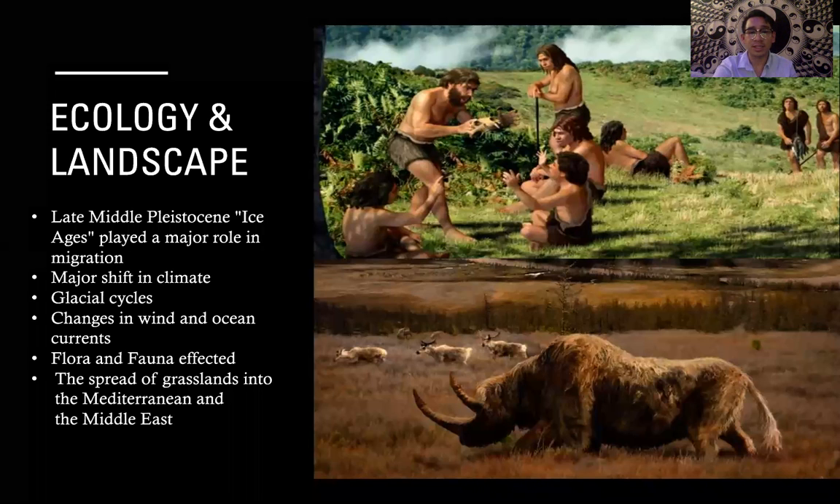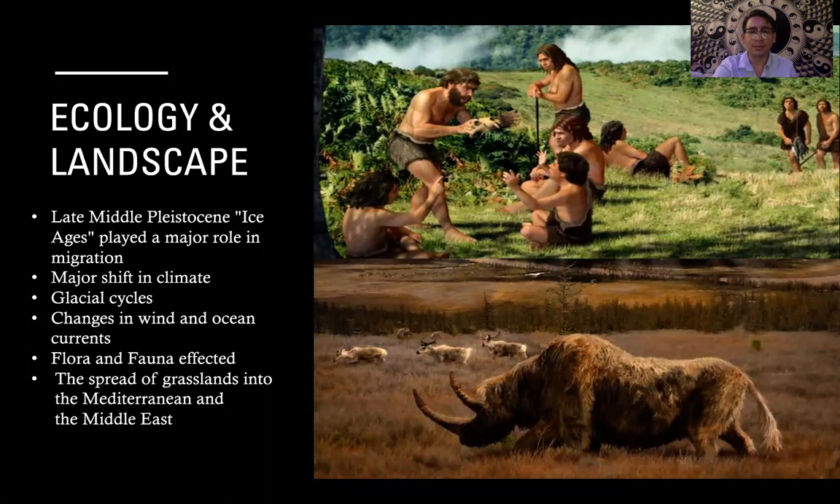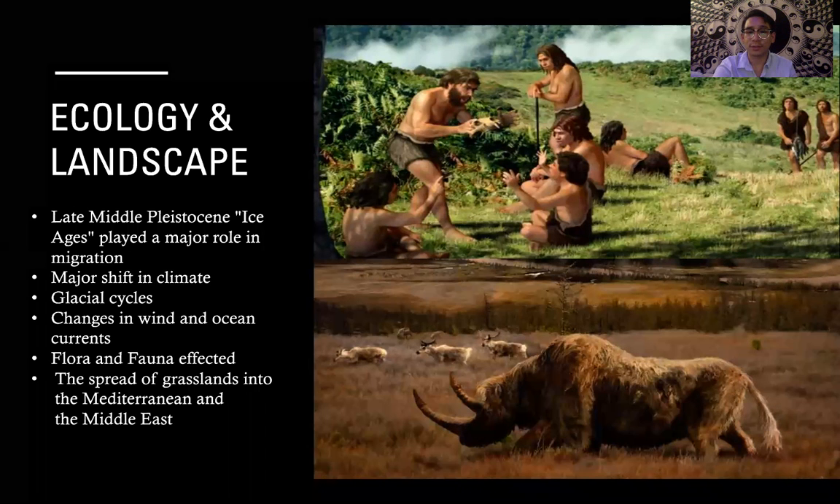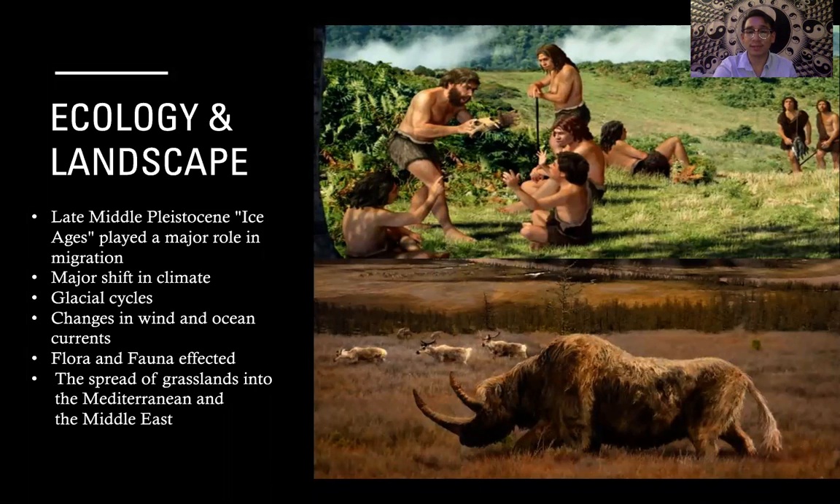And now onto the ecology and landscape that was occurring at the time. The changing ecology played a major role in their migration patterns. The Pleistocene, also commonly referred to as the Ice Age, was a series of global cooling and warming periods, which caused glacial cycles in transforming the climate. It had crucial ramifications for the migrations of hominid populations, but Africa was not covered by glaciers.